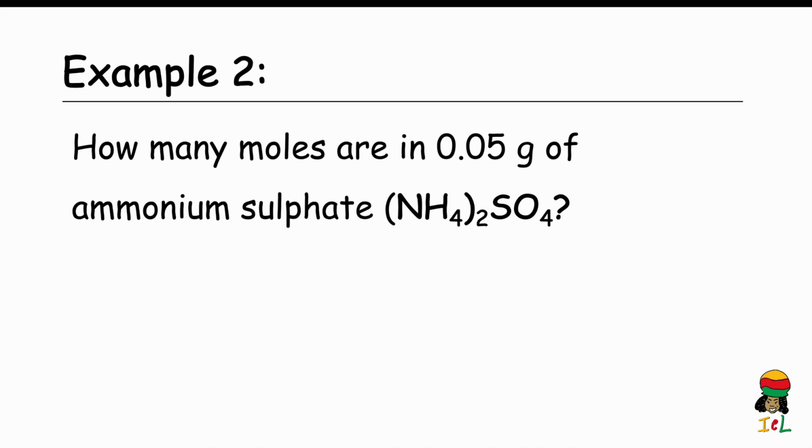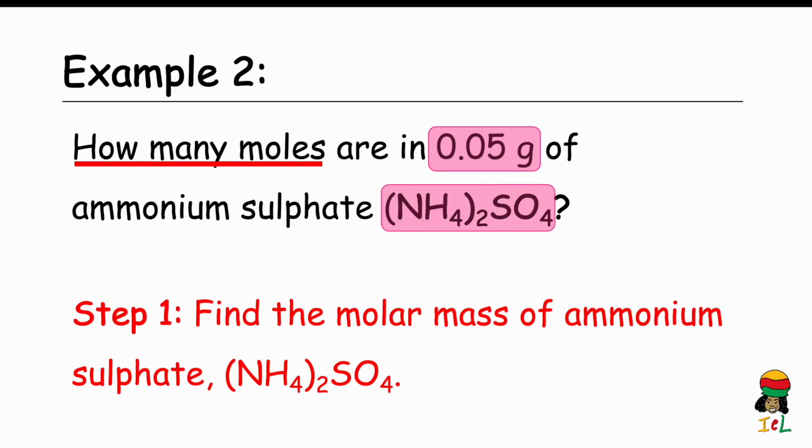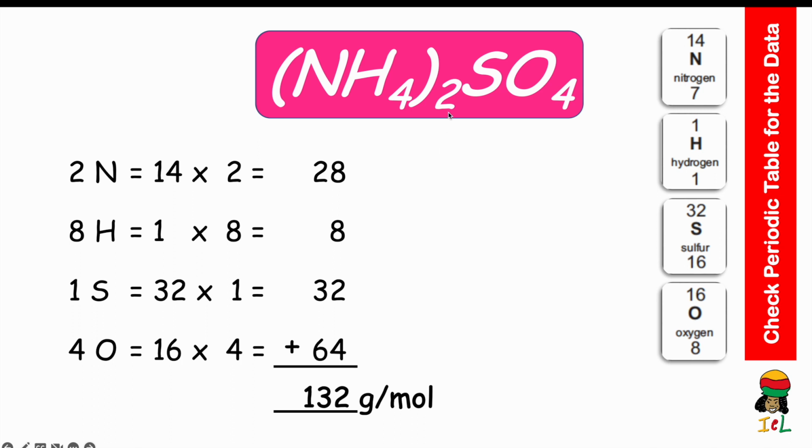Example 2. How many moles are in 0.05 grams of ammonium sulfate? Chemical formula, open brackets, NH4, close brackets, 2SO4. In this question, we need to find the number of moles. The mass is given, 0.05 grams, and we can find the molar mass of the ammonium sulfate. To find the molar mass, we note the quantity of each element within the compound. There are 2 nitrogens, 8 hydrogens, 1 sulfur, and 4 oxygen atoms. Then the quantity of each element is multiplied by the mass of 1 mole, which is equated to the mass number on the periodic table.